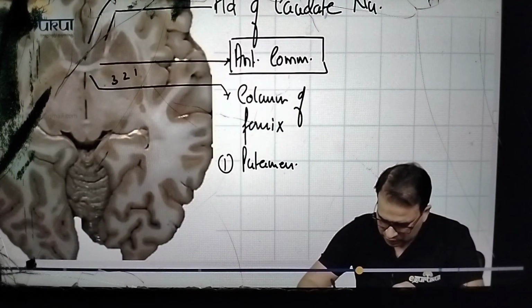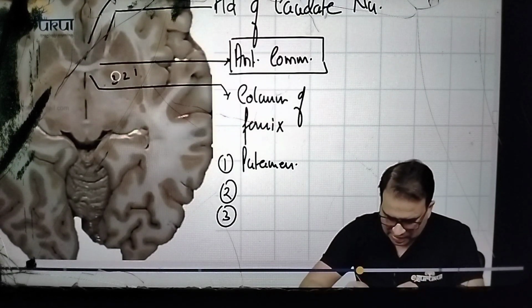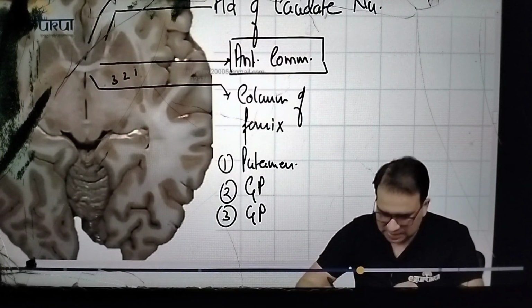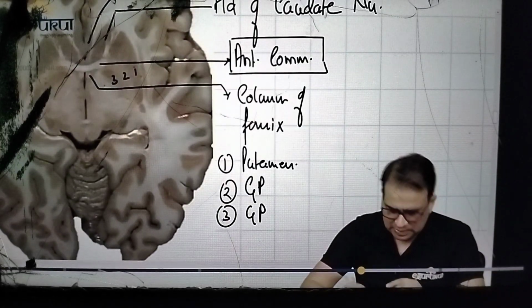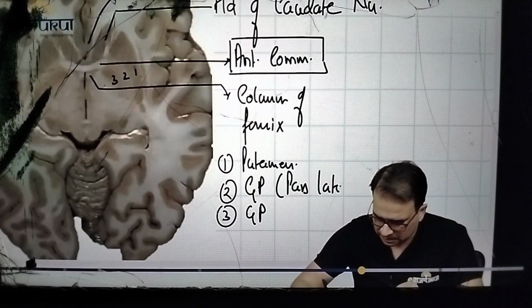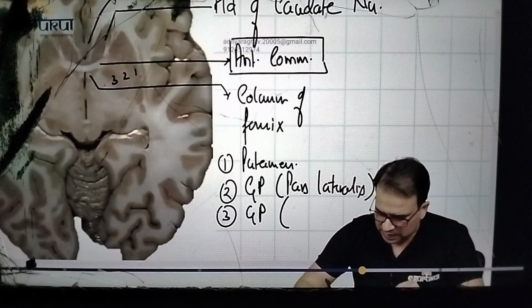1 is for the putamen. 2 and 3, one slightly lightly stained and darkly stained. Both are globus pallidus, or globus pallidum. Number 2 is globus pallidus pars lateralis, and that is globus pallidus pars medialis.